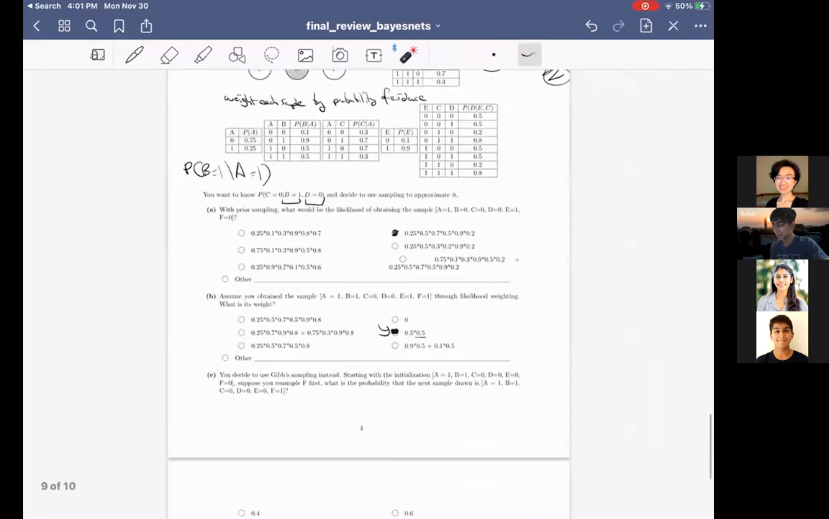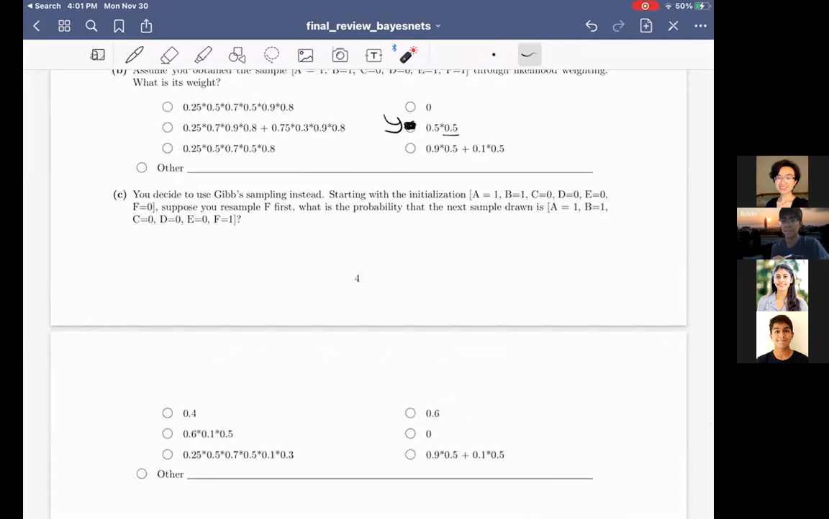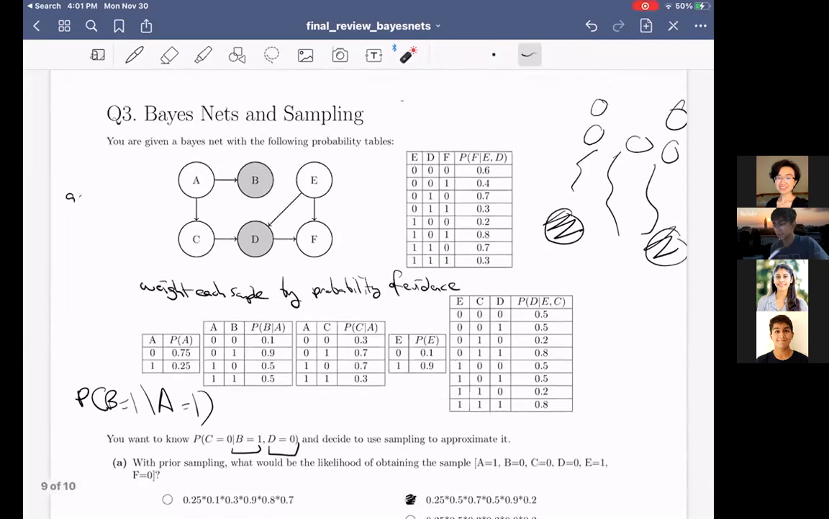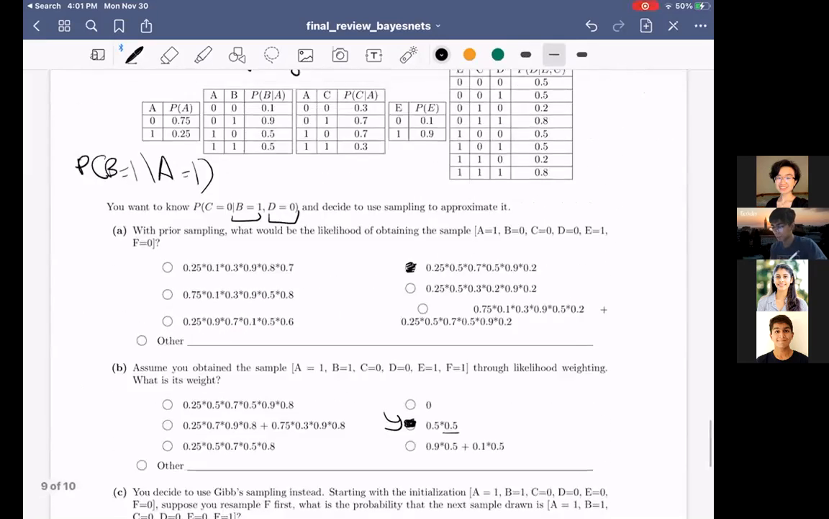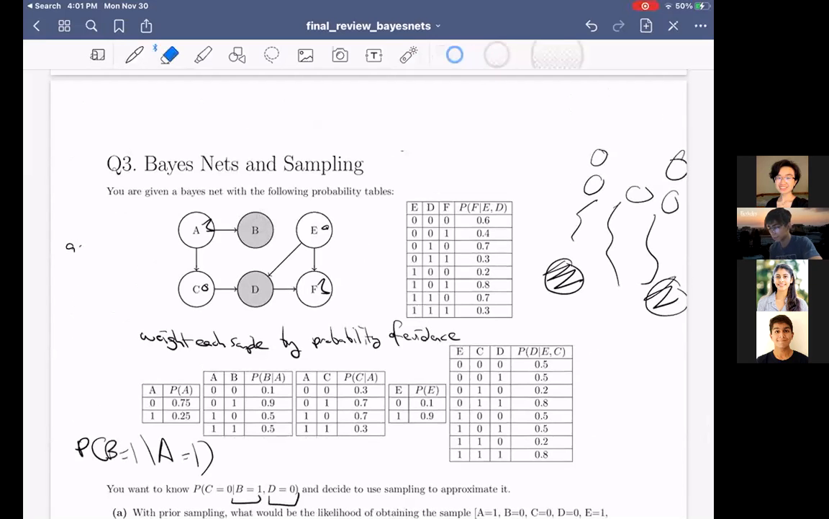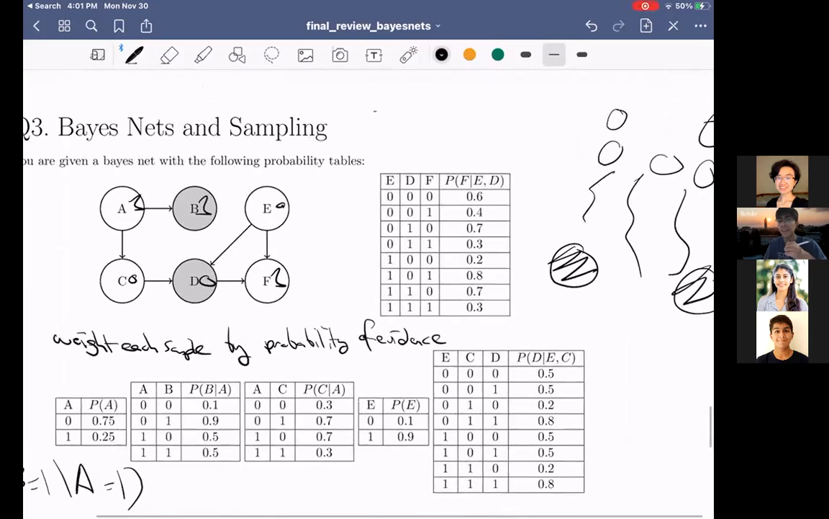Another way to tackle this is something called Gibbs sampling. In Gibbs sampling, you initialize every variable completely randomly. Let's say this is 1, 0, 0, 1, 0. And the evidence variables you initialize to match what you want. So this one becomes B equals 1 and D equals 0. Then you choose another variable at random or through some approach, and you resample that variable.